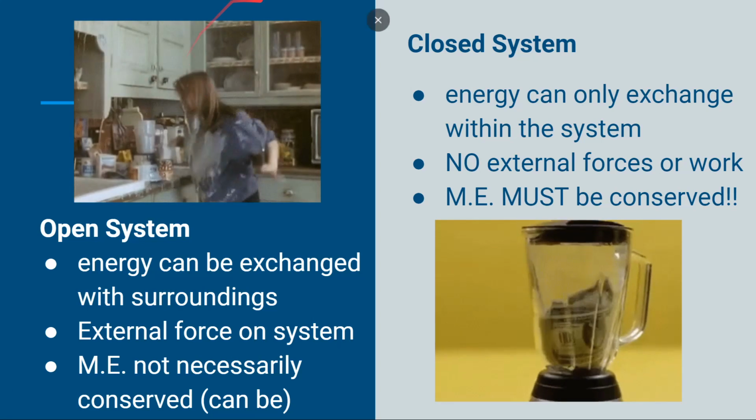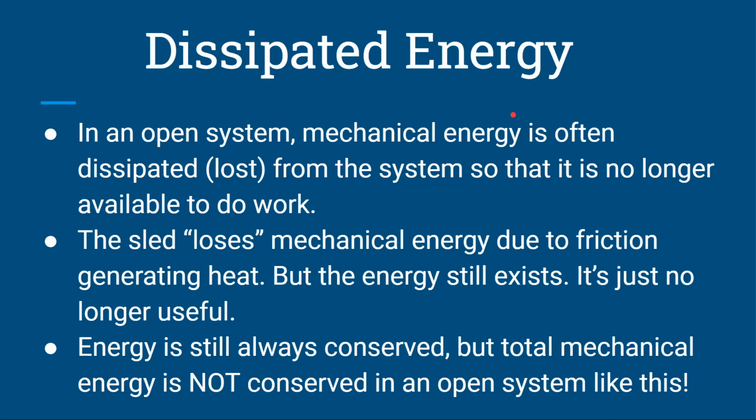Okay, so again, different types of systems. Again, in an open system, mechanical energy is often dissipated or lost from the system, so it is no longer available to do work. We talked about dissipated energy last semester. We're coming back to it. Okay, the sled loses mechanical energy due to friction generating heat. That energy still exists. Heat is still energy. It's thermal energy. It's just no longer useful. Okay, we can't use it to speed up or whatever the case may be.